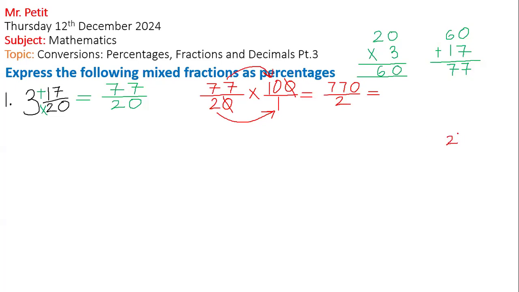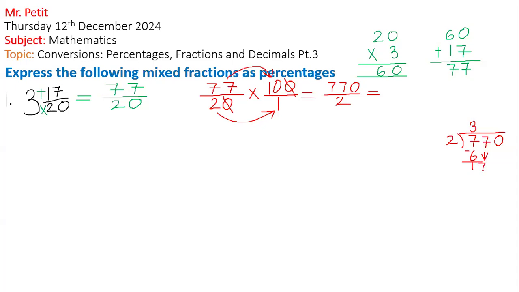385. So 770 divided by 2. How many times does 2 go into 7? 3 times. 2 times 3 is 6. 7 minus 6 is 1. We bring down the 7.